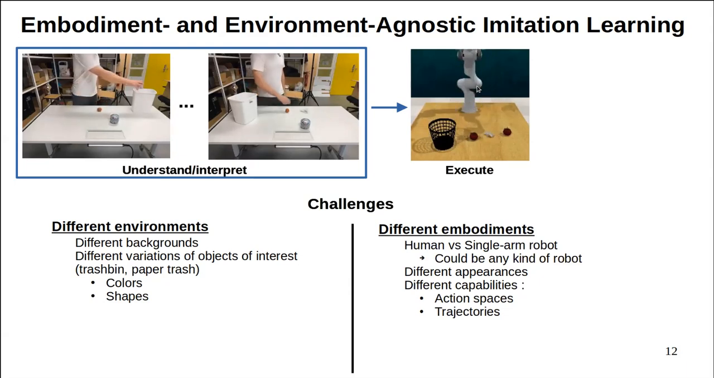Here we represented single-arm robots, but it could be any kind of robotic platform, bimanual robot, humanoid robot, whatever you want. The thing is that the human and the robot first have different appearances, but they also have different action spaces, and they follow different trajectories in the 3D space to execute the task. So if we want to learn a task from human demonstration and to execute it on a robot, we need embodiment and environment-agnostic imitation learning solutions.